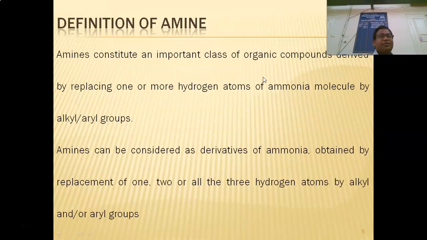So what is the definition of amines? Amines are the class of organic compounds which are derived from ammonia by replacing one or more hydrogen atoms of ammonia with alkyl or aryl groups. I will repeat once again: amines are the class of organic compounds derived from ammonia, where one or two or more hydrogens are replaced with alkyl or aryl groups.